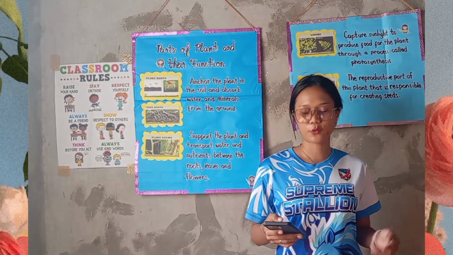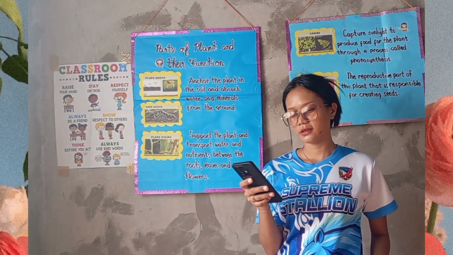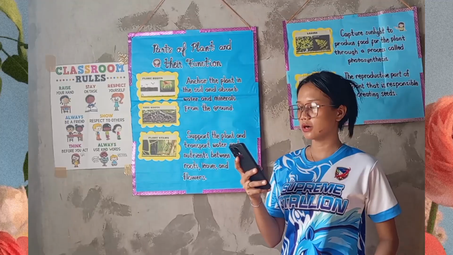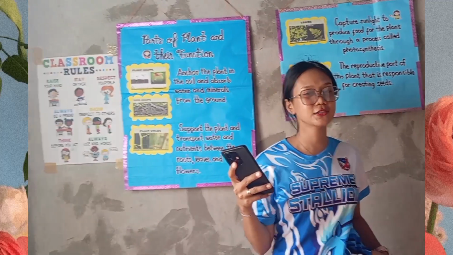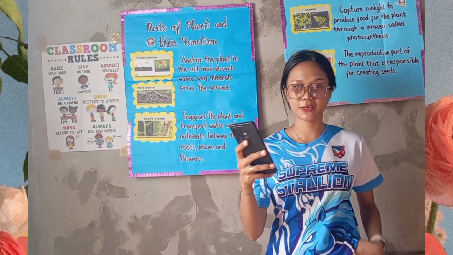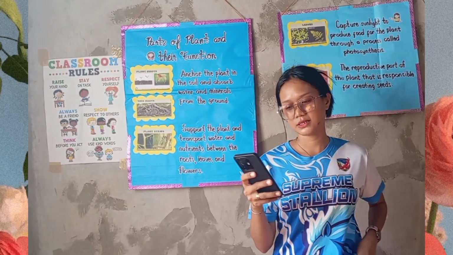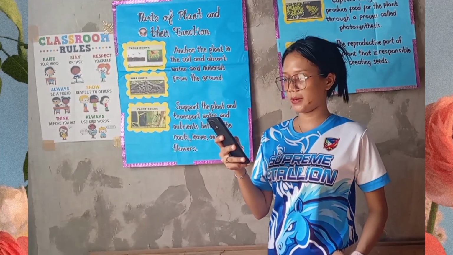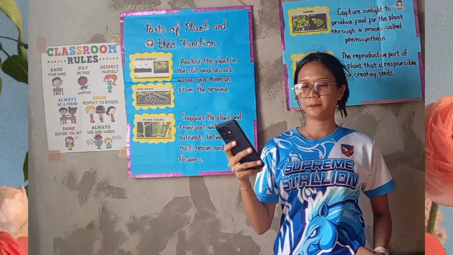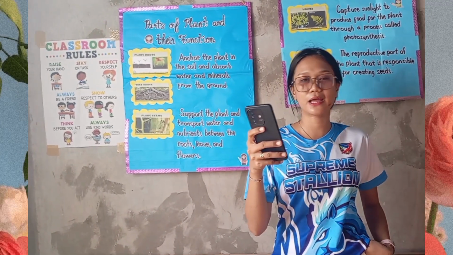Okay, number 1. The answer for number 1 is letter B. So what is the question? The question is, what do the roots of the plant do? So the answer is B. Take up water and help the plant keep steady in the soil. And question number 2 is, what does the stem of the plant do? So what is the answer? The answer is B. B carries water around the plant and helps keep the plant upright.